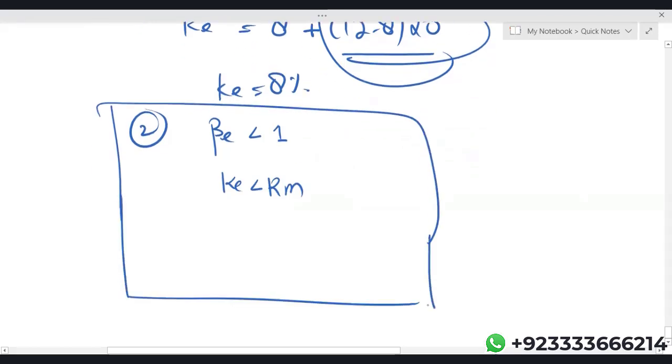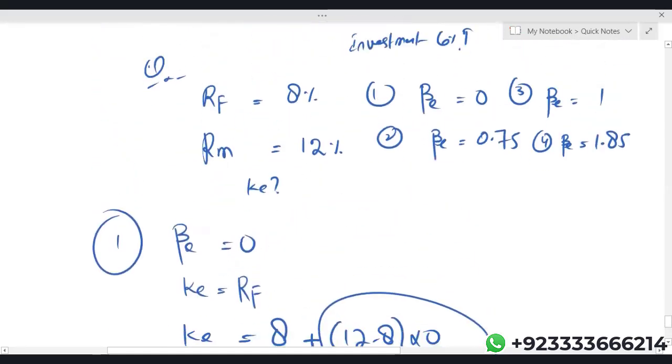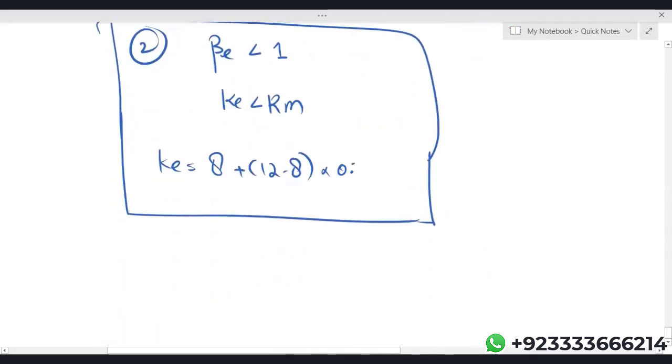Beta equity less than 1 means your investment is less risky than the market. When my investment is less risky than the market, then I'm going to demand a return lower than the market. And that can be seen here. K is equal to 8 plus 12 minus 8. And what is the beta equity? That is 0.75. That is 8 plus 3, 11. Am I right? Even though the average return on the stock exchange is 12%, we are still asking 11. There's a reason, because equity beta is less than 1.